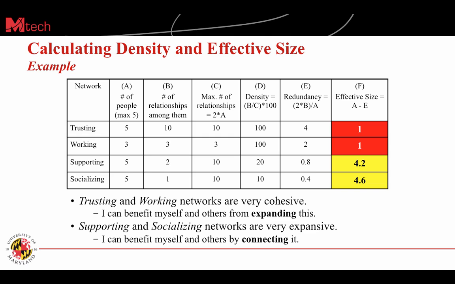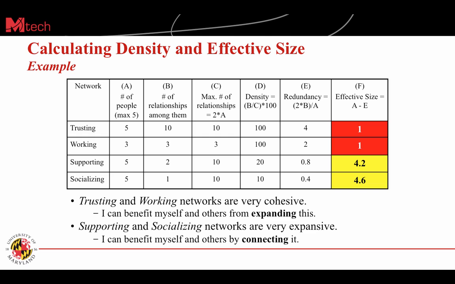Inversely, when we do the same math on our supporting and socializing circles, in my case, I had a very high number. Again, 1 is very low, 5 is very high. A 3 would be somewhat in the middle. But because I'm very close to 5, my supporting and socializing networks are very expansive. They're very diverse. There are a lot of people that simply don't know one another. And if they provide good support to me, they may be able to provide good support to one another. If I enjoy socializing with them, they may enjoy socializing with one another. So I can benefit myself and others in this network by connecting them.